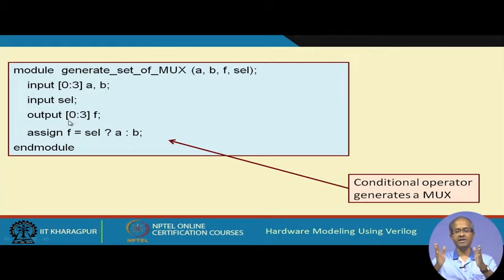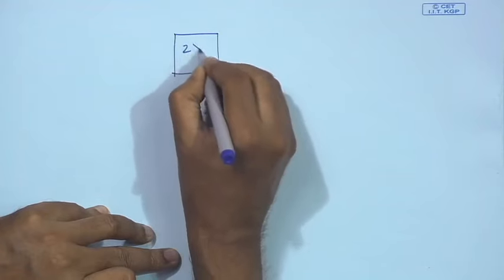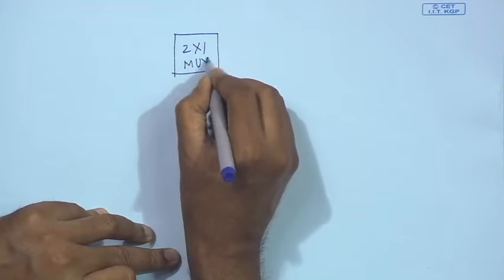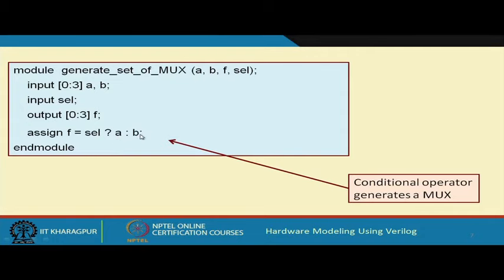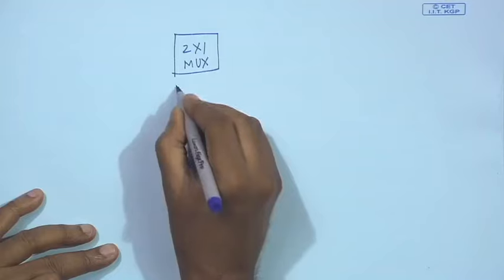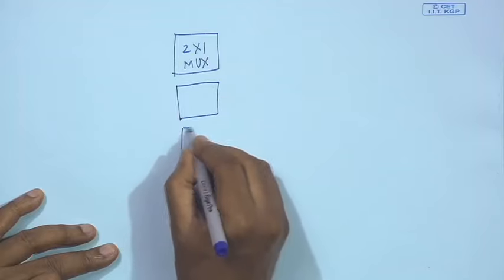Whenever you have a conditional thing, you are checking for a condition. If the condition is true, you select one; if the condition is false, you select the other. So what you are actually generating is a 2 to 1 multiplexer. But in the example that I have given, A, B and F are all 4-bit quantities. So it will not be one 2 to 1 multiplexer, but 4 such multiplexers will be generated.